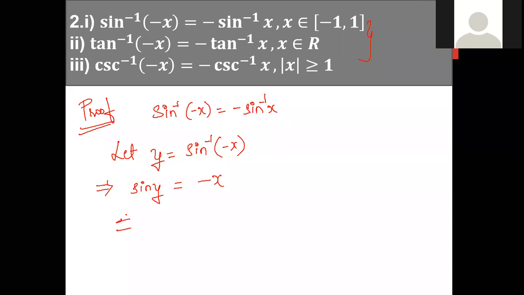I want it to be minus of sine inverse x. So what I'll do, I'll take this minus here. This is multiplied by minus 1, so when I take it to the other side, it is divided by minus 1. Hence it is minus sine y is equal to x.